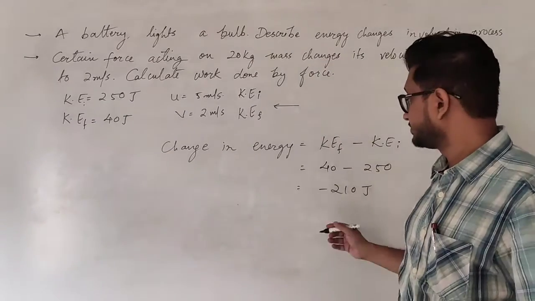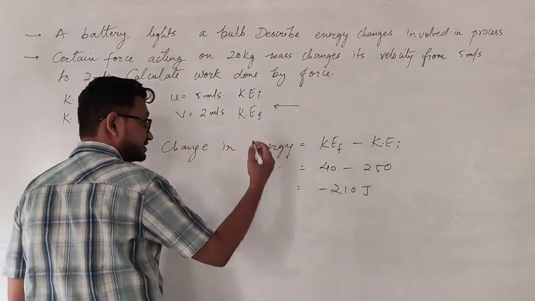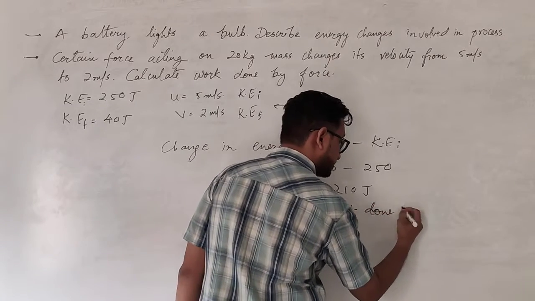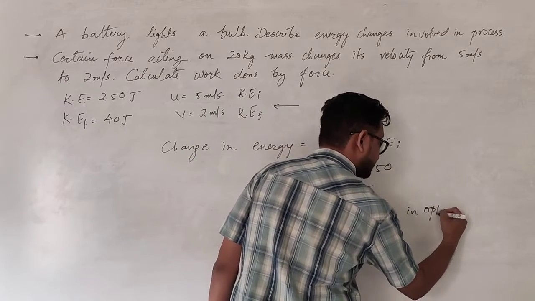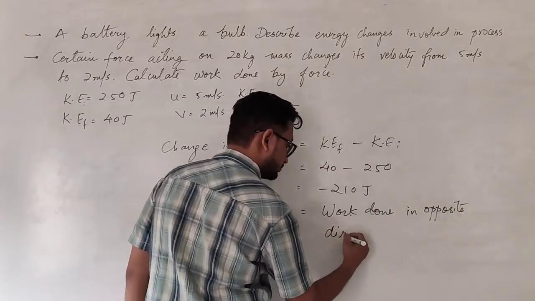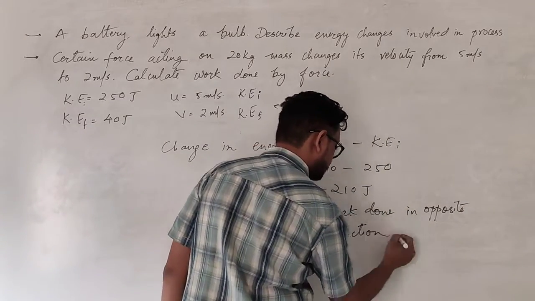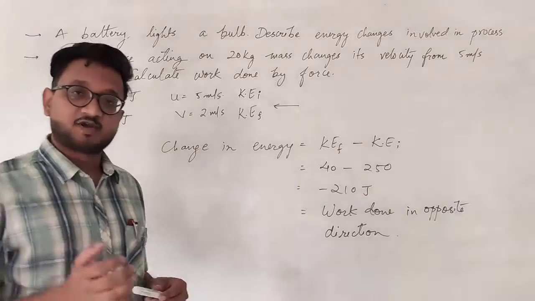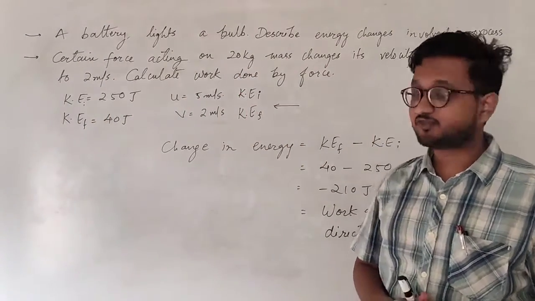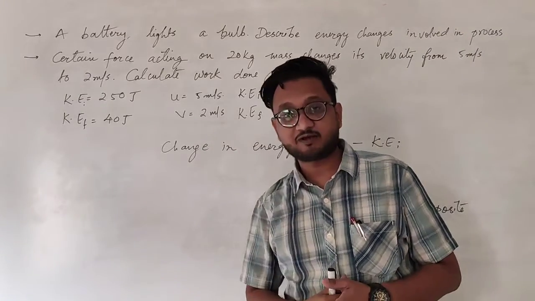I hope it is clear to you, students. This change in energy is equal to work done in opposite direction. Very simple, students. We find the initial kinetic energy, which is half mv square. Final kinetic energy once again by half mv square.